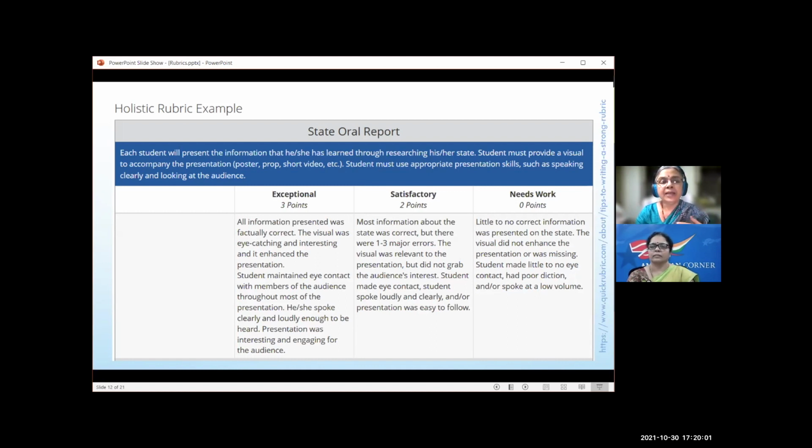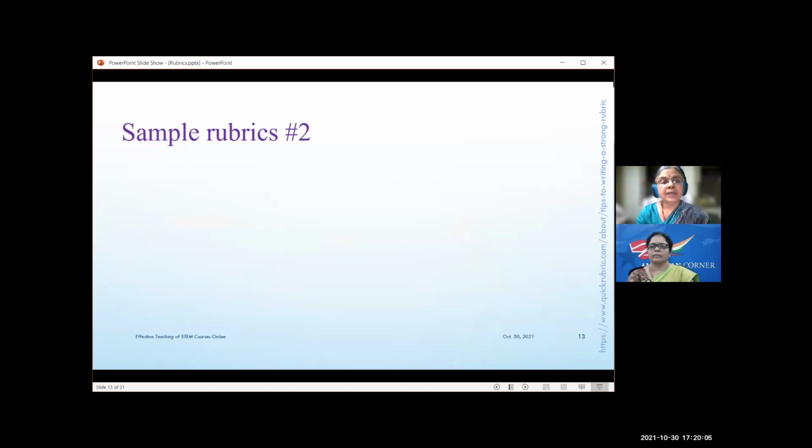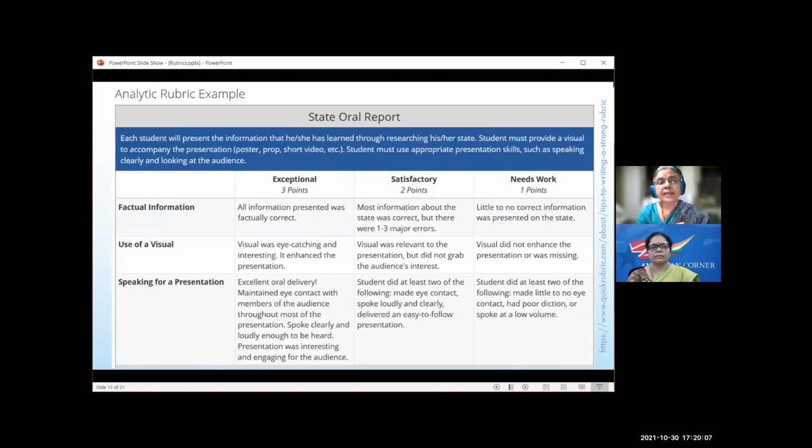A much better way, in my view, instead of a holistic rubric, is to have an analytical rubric. So it's the same thing, right? But we were looking at 3 things, like we were looking at what facts they are presenting, what graphics they are presenting, and how they are presenting. And now I have separated it into 3. So it's a 3x3 grid.